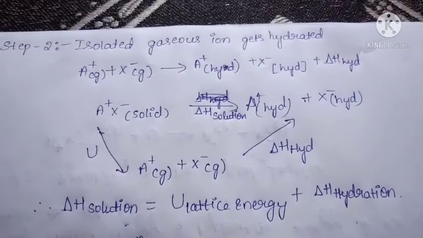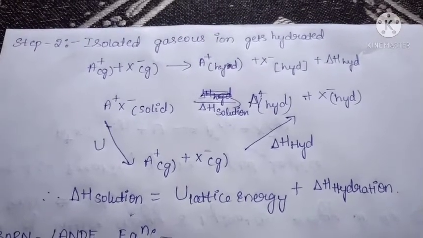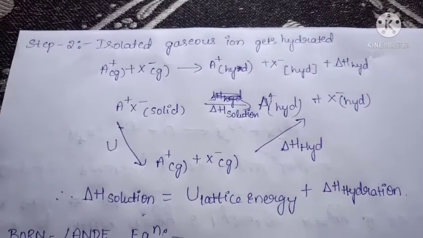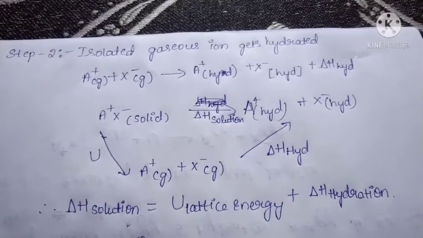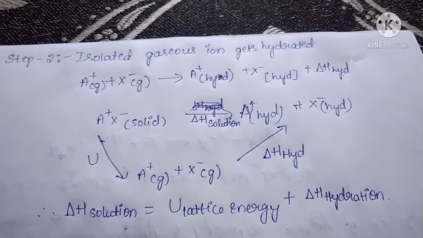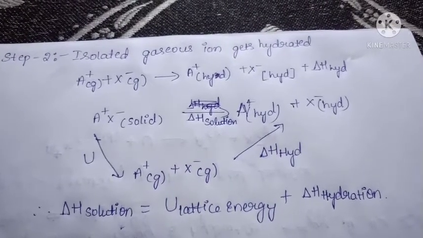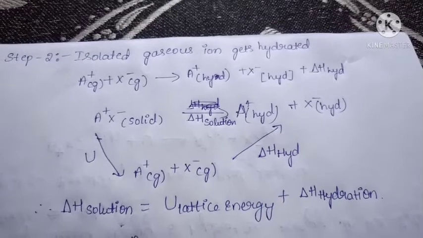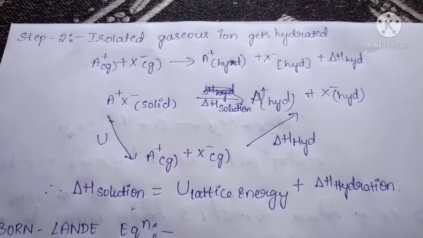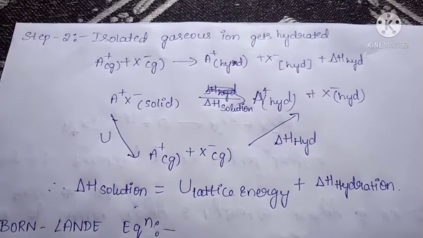Okay. Next we move on to step 2. Here the isolated gaseous ions, it means in step 1 we get gaseous ions. Those gaseous ions get hydrated. Hydrated means water molecules are present around the ions. Got it? Unhydrated means there are no water molecules present with the ions. Hydrated means the water molecules surround the ions. Thus the ions are converted to hydrated ions.